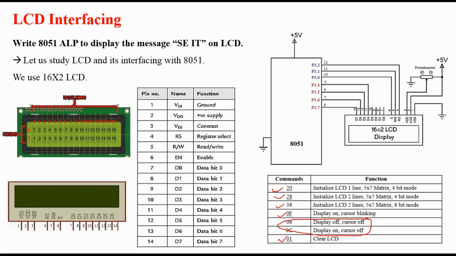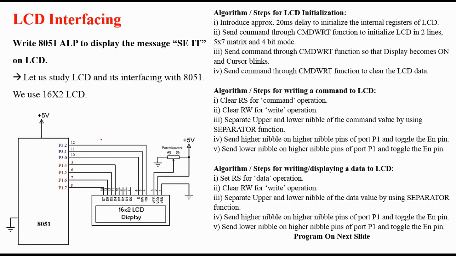Then one more command we are going to use is 01. It is clear LCD. This will clear the content which was saved in the memory of the LCD. Any garbage value, if there is any, will get cleared. Then there is a flow of the program listed over here.